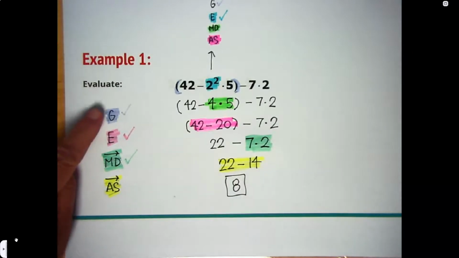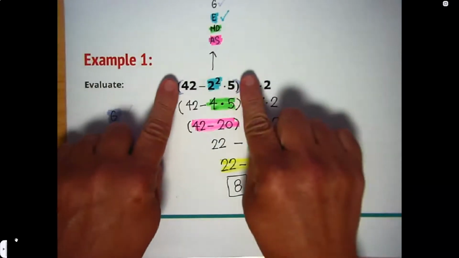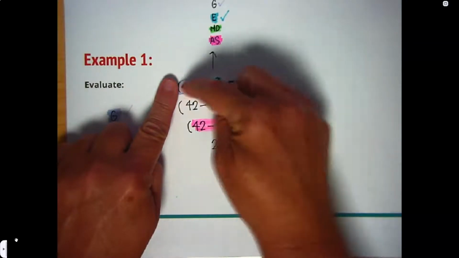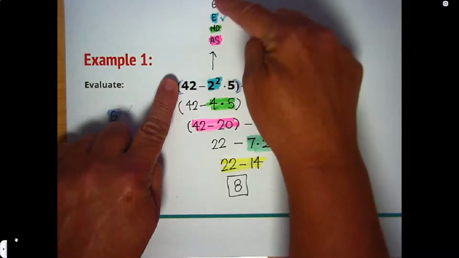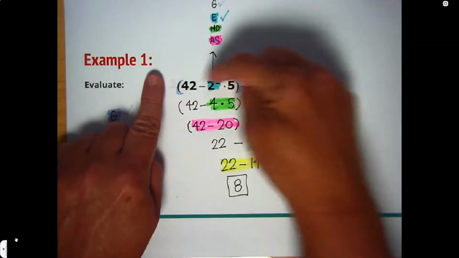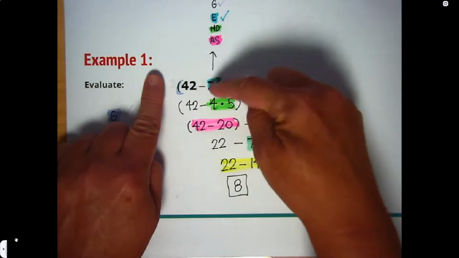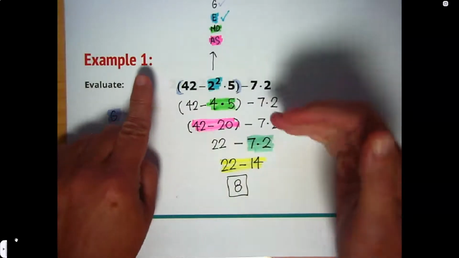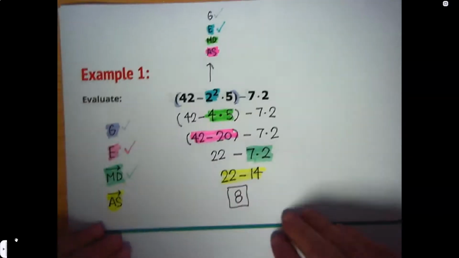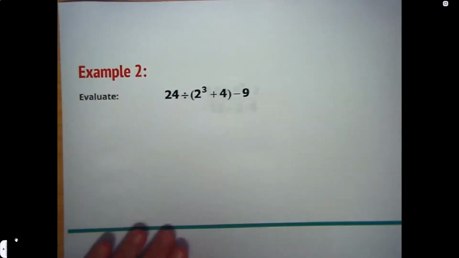So again, starting with my grouping symbols, I had these parentheses. Inside, there was a multi-step problem. So what I have to do is, again, use the order of operations to work out that multi-step problem inside those grouping symbols. I have to keep working on just that until I get it done, and then I can continue on. All right, so there's example 1.